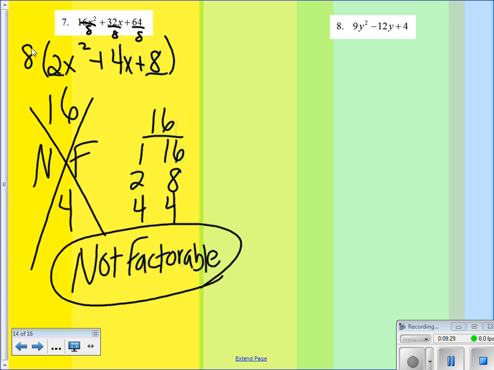Okay, that happens every once in a while, and I want you to remember that. So before you come running saying, "This one, I can't get it to work," first of all, check that you've done all your factors. If you've done all your factors, there is that chance that it's not factorable. Let's take a look at number 8.